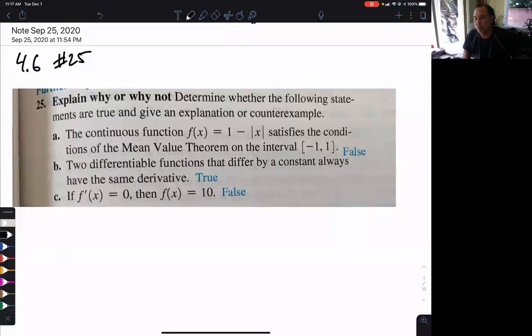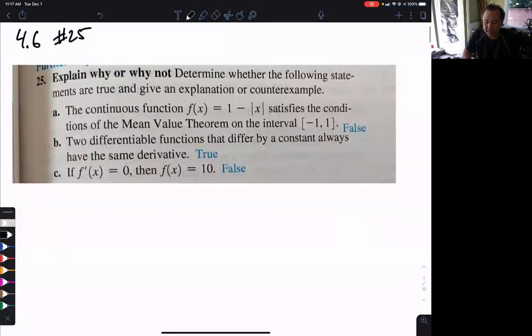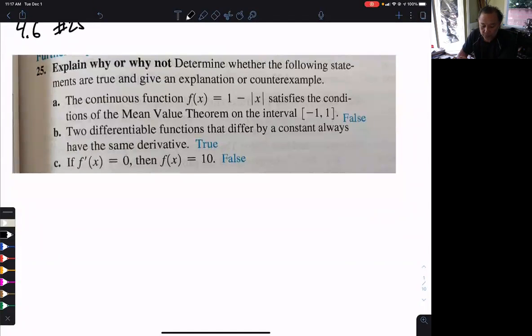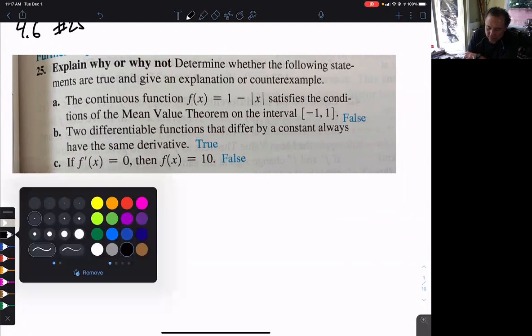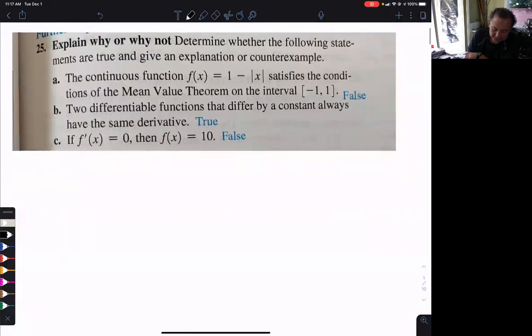So this is chapter 4, section 6, number 25. We're being asked true or false, why or why not. Part A: you have a continuous function, and it asks, does it satisfy the conditions of the mean value theorem from -1 to 1? You should know what this graph looks like, so let's start out with that.